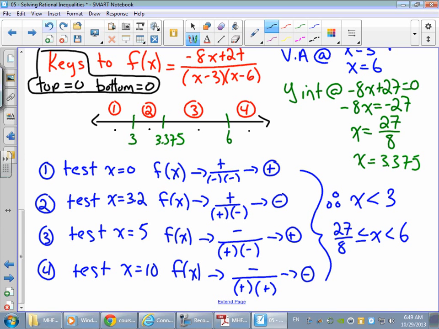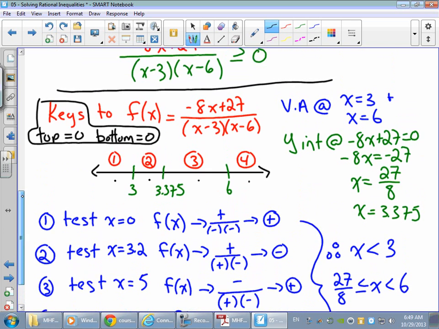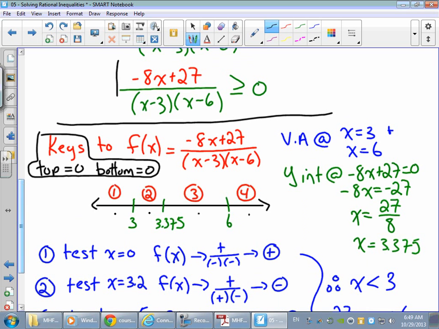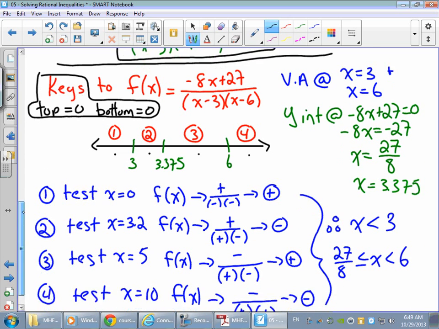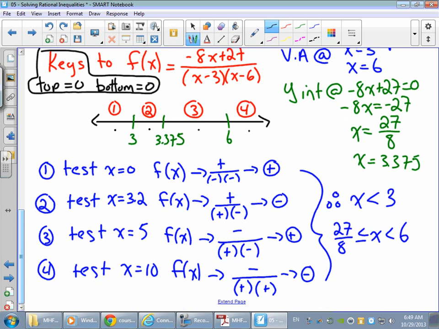And then again, same sort of thing with the other two. 3.2 tested, we get a positive, positive, negative. 5 tested, negative, positive, negative, and negative, positive, positive. So at the very end here, I'm looking for numbers which were, going back to this point, greater than or equal to 0. Again, greater than or equal to. And so the numbers in this area, area 1, were all positive.